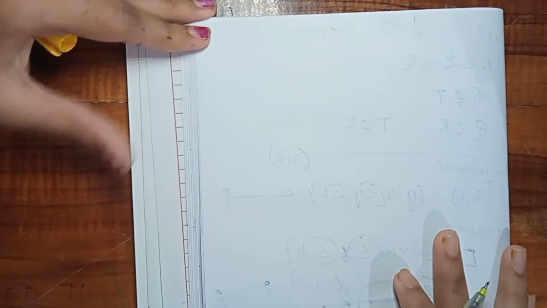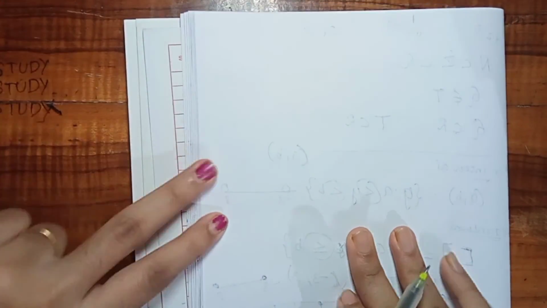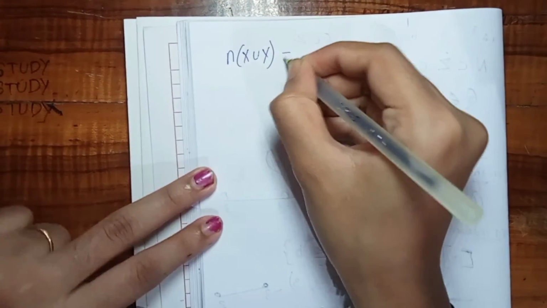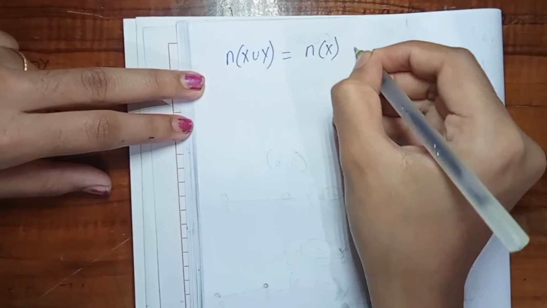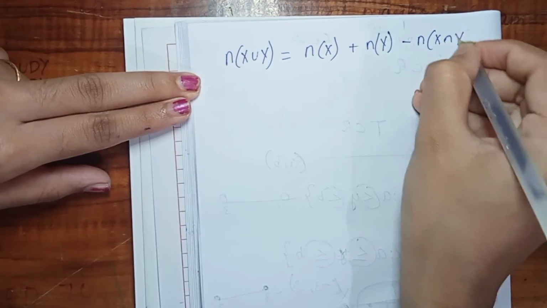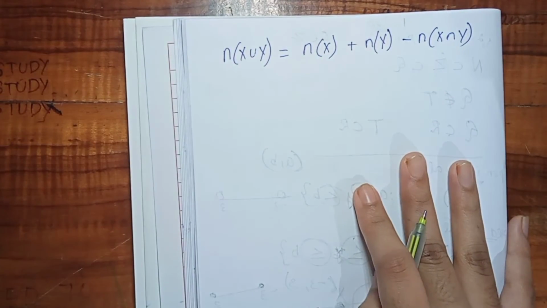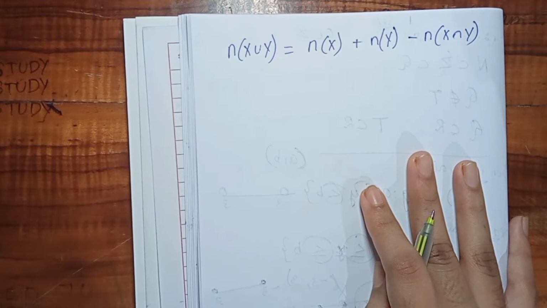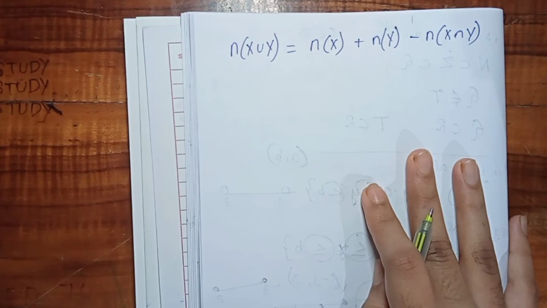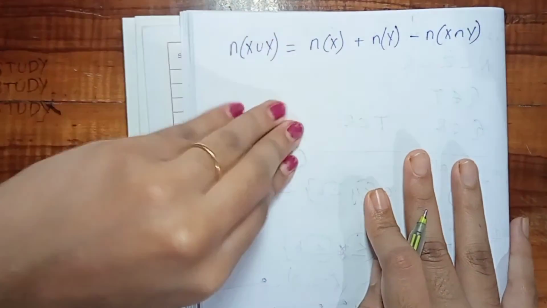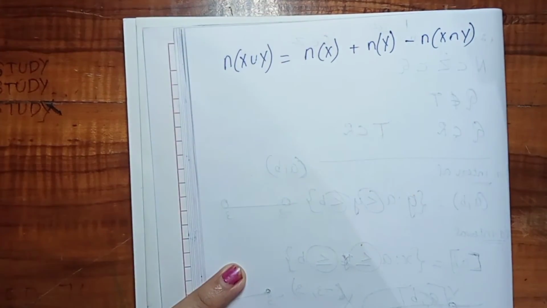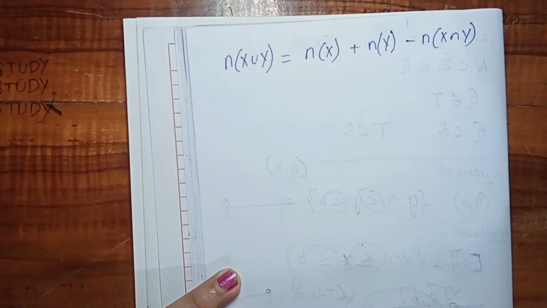So guys, for example in exercise 1.6, you will use a formula like N of X union Y equals N of X plus N of Y minus N of X intersection Y. Okay, this is the formula. In general, if A and B are finite sets, then you will use it like this. Okay, that is, if X and Y are finite sets, we will use this formula. Okay, this formula we will use for the entire exercise 1.6.